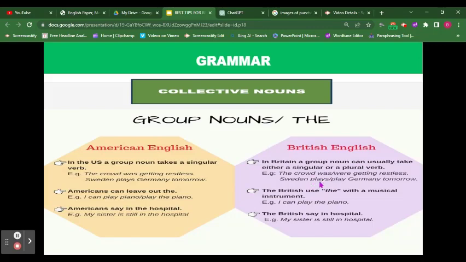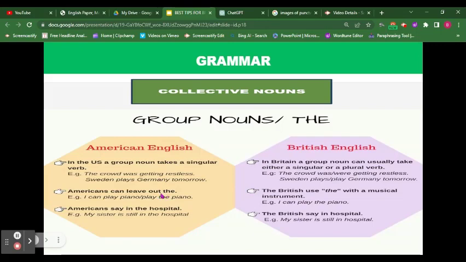Sweden plays Germany tomorrow. We are looking at the team, the Swedish team, as a single unit. All right. But when you say Sweden play Germany tomorrow, you are looking at the actions that the individual members of the team are going to take. Okay.